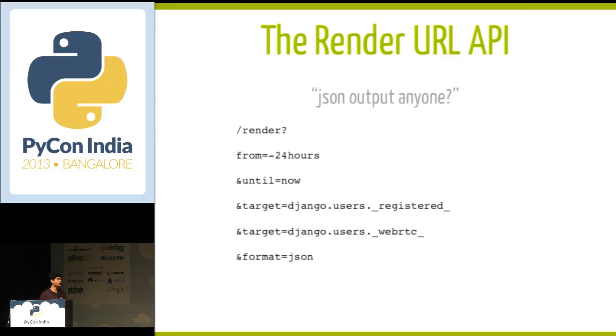Graphite also exposes a JSON URL, which will give out data in JSON. So there are all these third-party libraries like Graphene, which is written in D3.js, which can be used with this JSON output to actually render a graph.